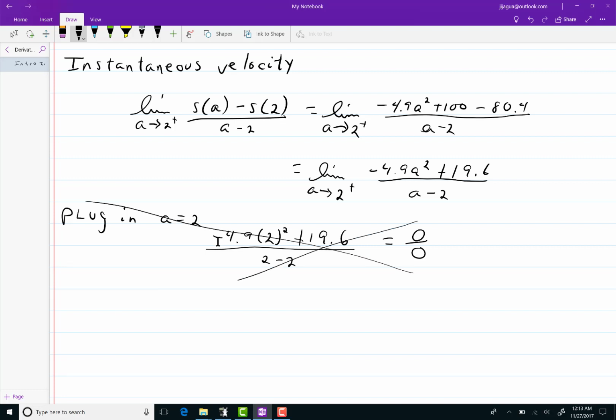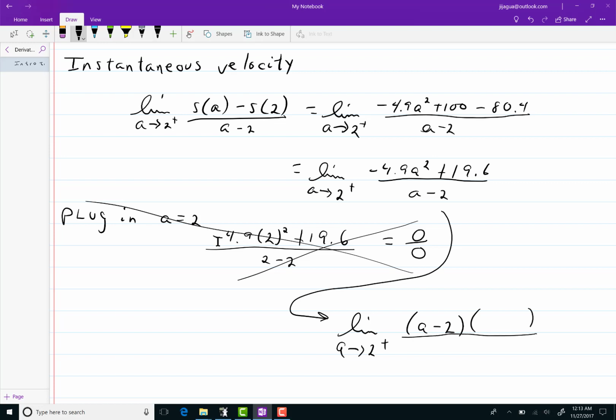So what I'm going to have to do then is do the process like we had before. Now, keep in mind this. Since 2 makes both the numerator and denominator 0, we know that this limit as a goes to 2 from the positive, we know that a minus 2 is a factor of the numerator and the denominator. The bottom is just a minus 2. Then what's left over here?